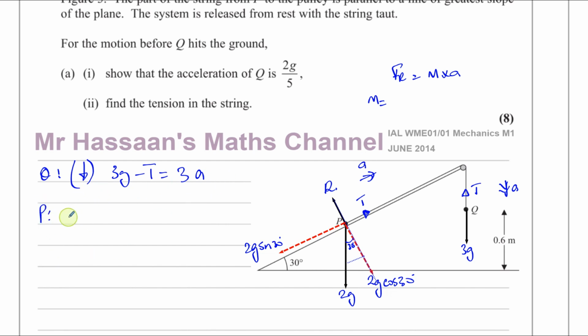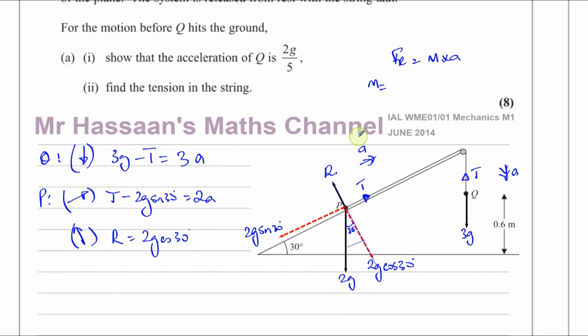For P, we have an equation parallel to the plane, going up the plane, in which case you're going to have T minus 2g sine 30 is equal to 2a, because this has got a mass of 2. And perpendicular to the plane, I don't think we'll need it, but I'll just write it down anyway. The reaction force is equal to 2g cosine 30. So we resolve the forces acting on these two particles as they're moving, one up and this one down towards the ground. So we want to show that acceleration is 2g over 5.